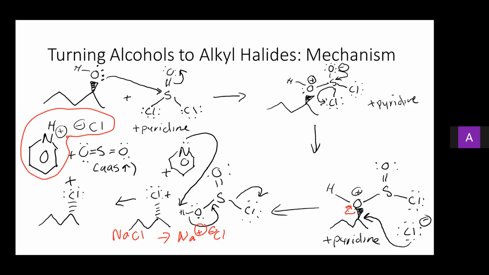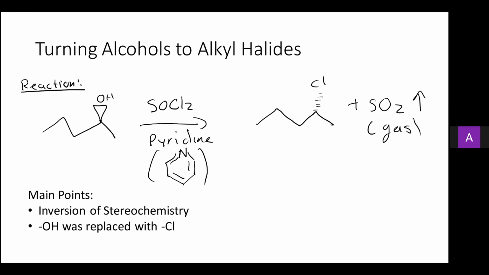Is there any other questions? I know there's a lot to digest, and we did it step by step. So feel free, on your own time, to go over this by yourself and try to think it through. But yeah, is there any other questions? If not, let's do some practice problems. And this is just, again, the main point of this reaction, although we went through all that mechanism: Cl is replacing OH, and there's inversion of stereochemistry.